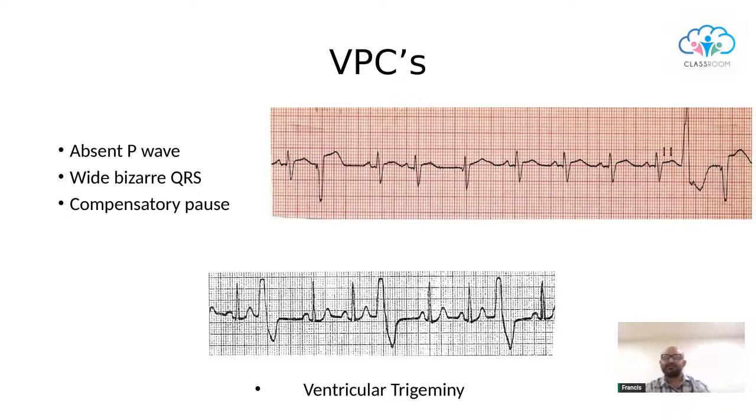They come in various forms. You will see VPCs presenting. I have put up a picture of a ventricular trigeminy, where a VPC appears in every third beat. If a VPC appears at every second beat, it's called ventricular bigeminy. These patients are usually treated and do well on beta blockers.